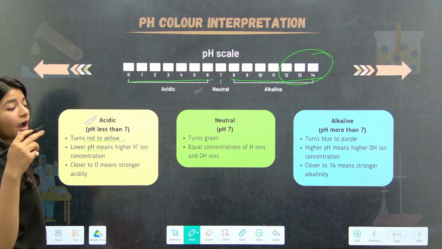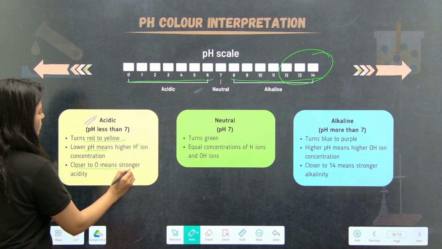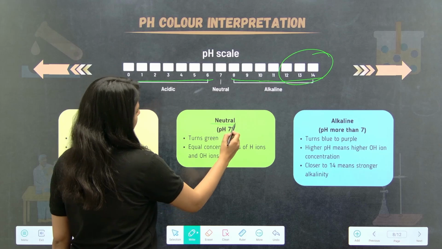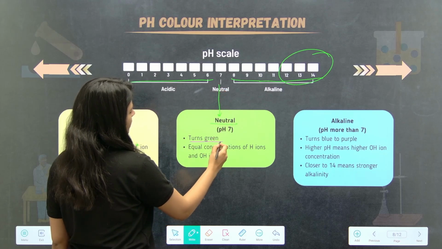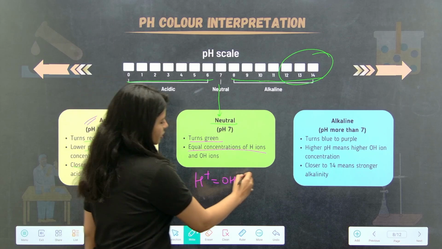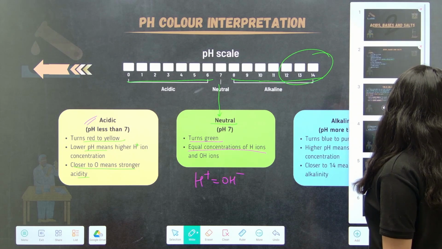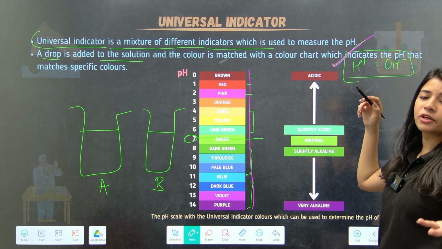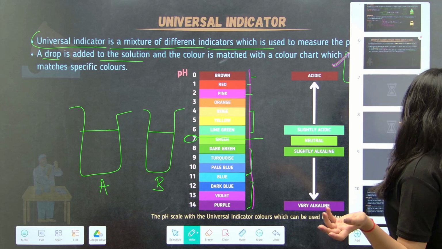Lower pH means higher H plus concentration, and closer to 0 means stronger acidity. We have already understood. Next is neutral, which is this one, so this turns green. Equal concentration of H plus and OH minus, which we have already discussed in the beginning itself. In this slide I told you, if the concentration of H plus and OH minus is equal, then it is said to be a neutral solution.